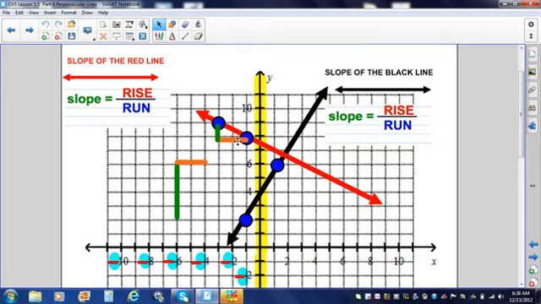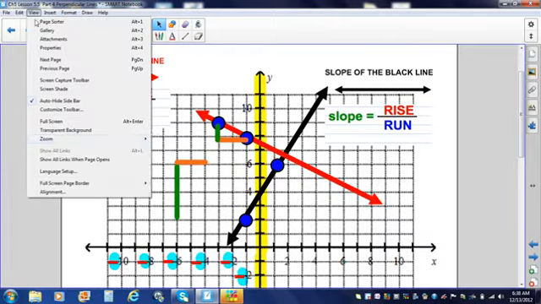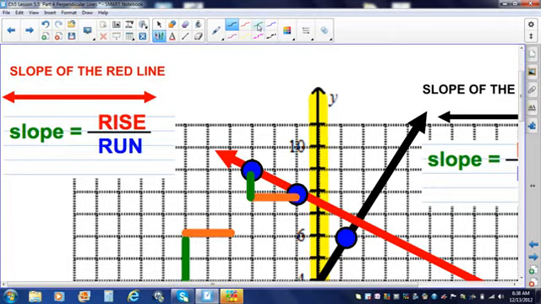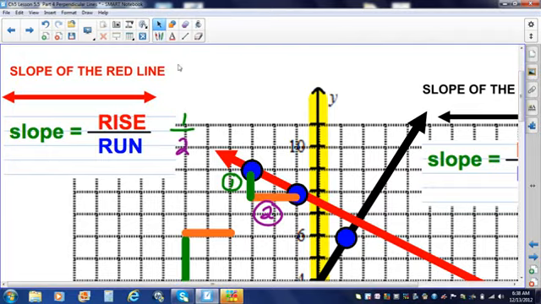So this slope is going to be a rise of 1 and a run of 2. So the slope of the red line would be a rise of 1 and a run of 2. Now keep in mind, this red line is a negative slope. So I need to put my negative sign in front.